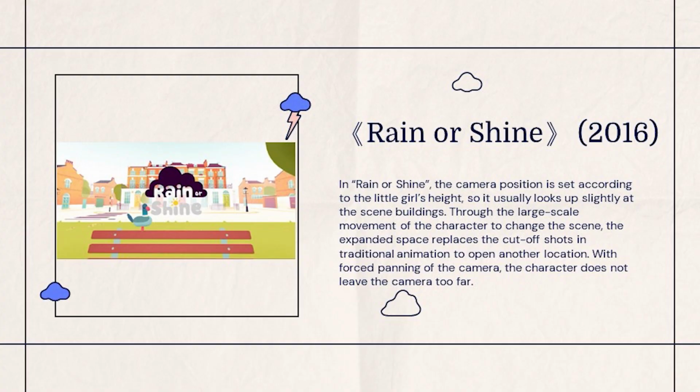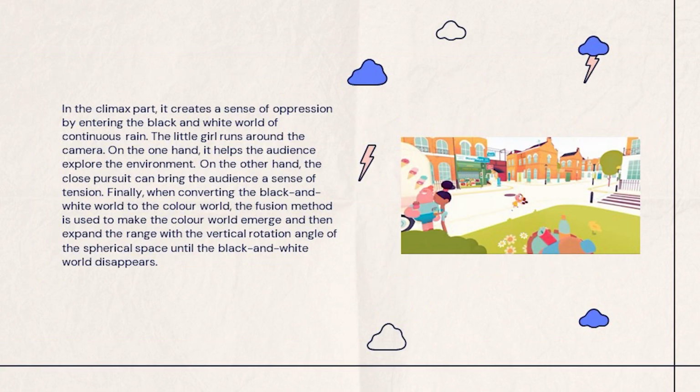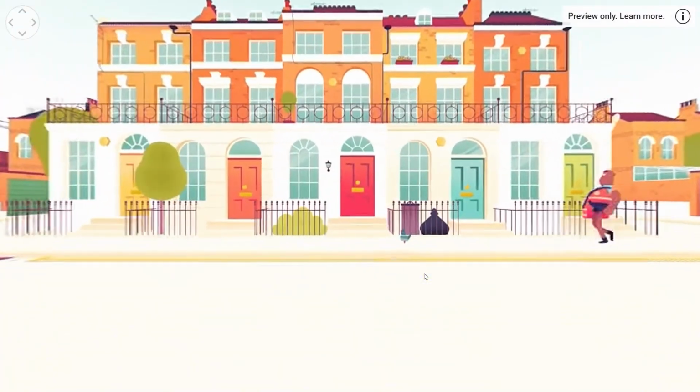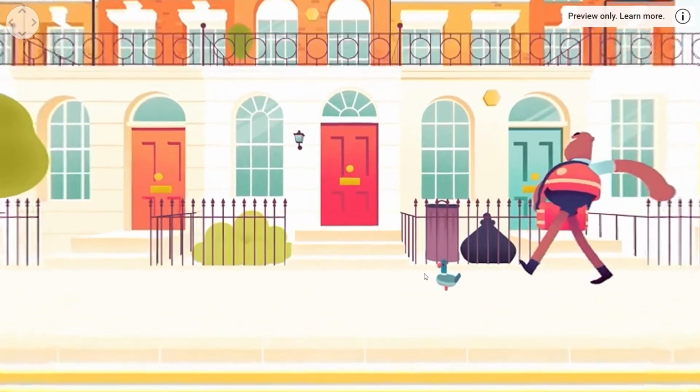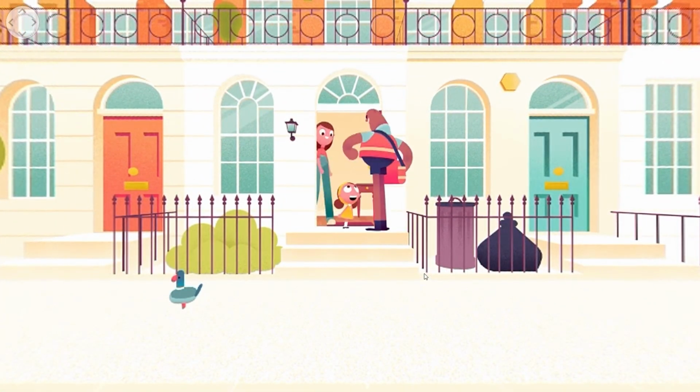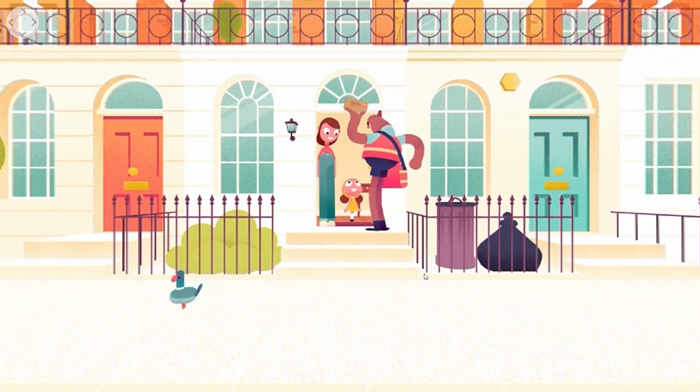In Rainbow Shine, the camera position is set according to the little girl's height, so it usually looks up slightly at the buildings. Through the large-scale movement of the character to change the scene, the expanded space replaces the cut-off shots in traditional animation to open another location. With forced panning of the camera, the character does not leave the camera too far.